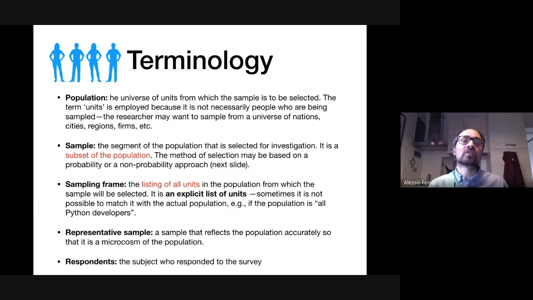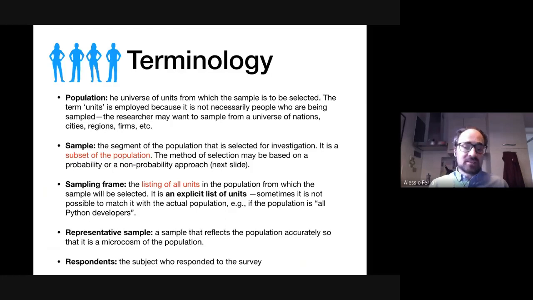In many cases the listing of all units is impossible to reach. And in some cases it's not possible to reach also because of the population, maybe all the Python developers, you cannot reach them in any case. So the sampling frame needs to be necessarily much more restricted than the actual population.